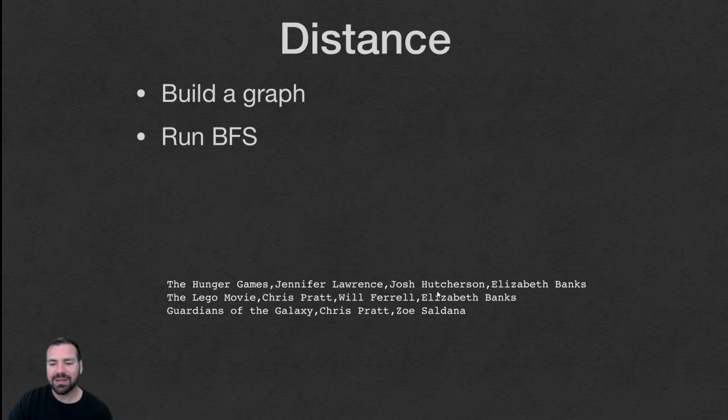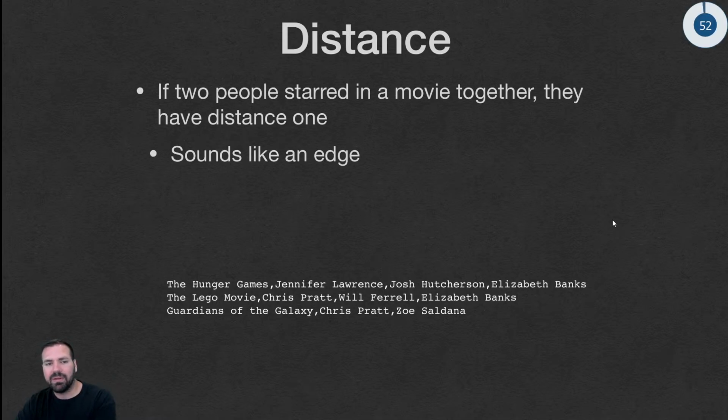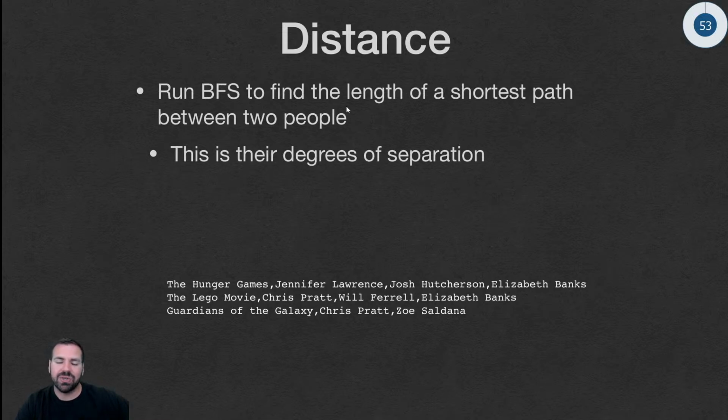Any actor that exists in your data set is going to have a node, and they're going to have an edge connecting them to each other actor that they've been in a movie with. So we build that graph and run breadth first search. If 2 people are in a movie together, sure sounds like an edge to me. So you go through this list and create all your edges for each movie. And then the shortest path between 2 people is exactly their degrees of separation. The length of the shortest path, or the distance between 2 people, is exactly their degrees of separation.